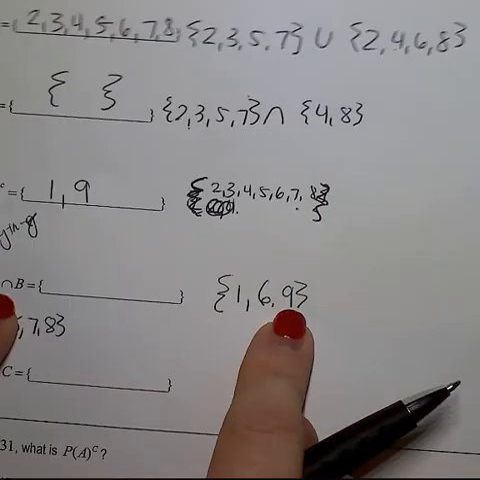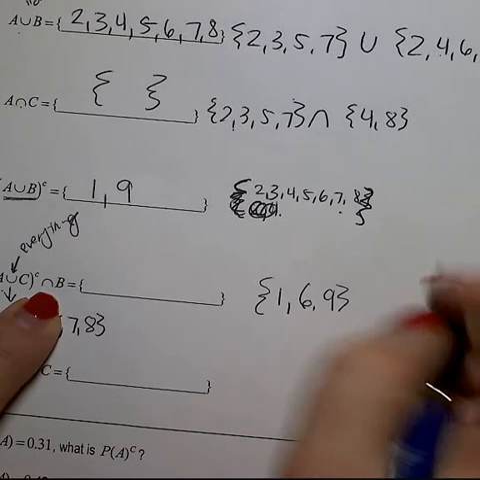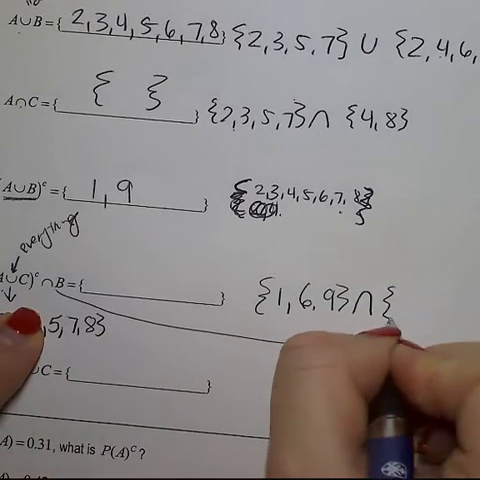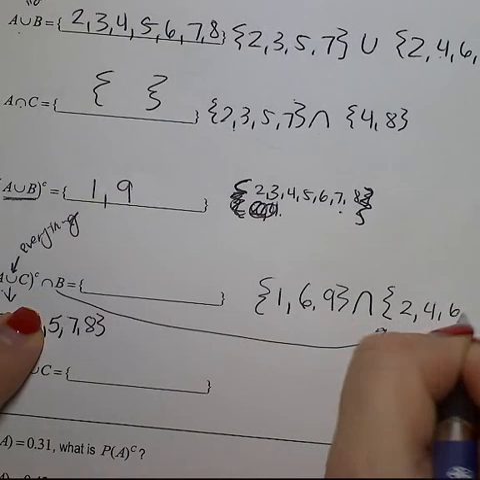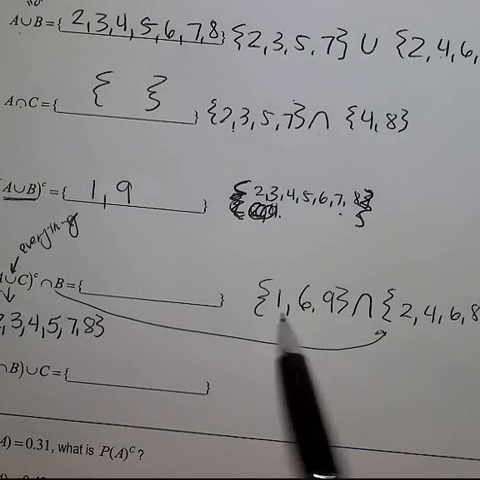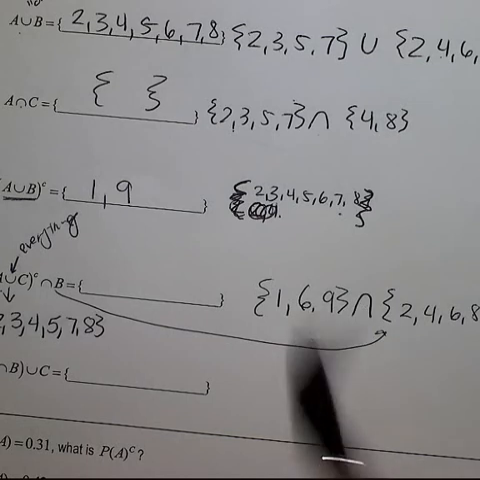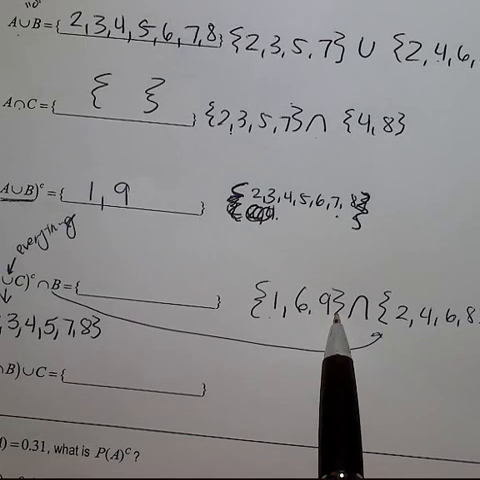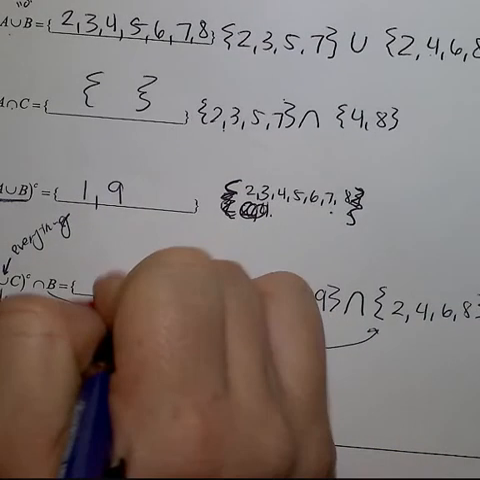Now I bring over the intersection symbol, and I write down what B is. B is 2, 4, 6, and 8. So what do these two have in common? What belongs to both? It's not the number 1. They do both have a 6, and it's not the number 9. The only thing is the number 6.